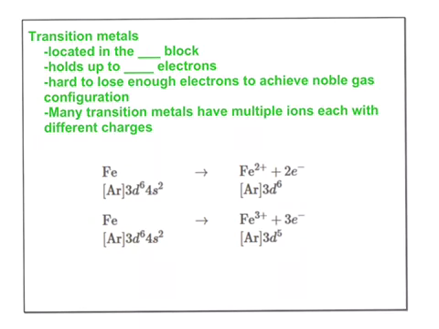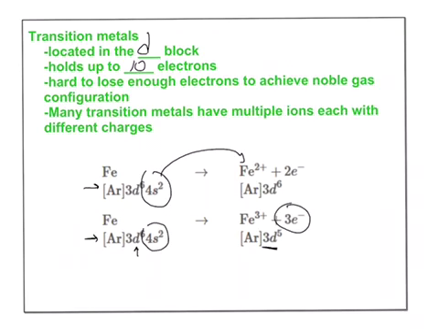So then when we look at our transition metals, they are located in the d block, and they can hold up to 10 electrons. It's hard to lose enough electrons to achieve noble gas configuration, and so many transition metals will have multiple ions with different charges. We kind of know this when we look at iron. Notice that they wrote it in noble gas configuration. Iron has these 2 valence electrons, and so it can lose those 2 valence electrons and get to 3d6. Or it could actually lose one of these d electrons and end up as 3d5 with a loss of 3 electrons.